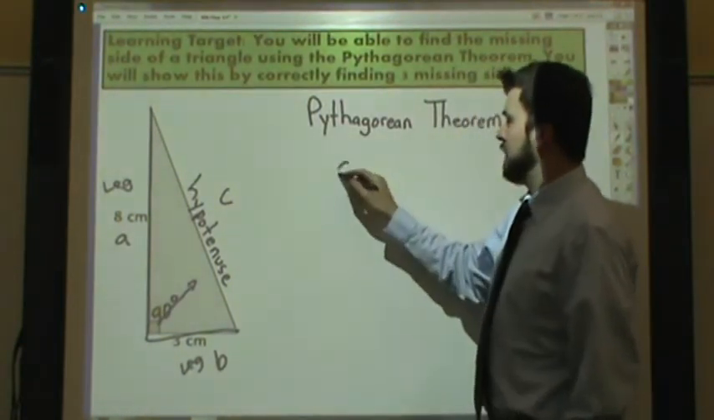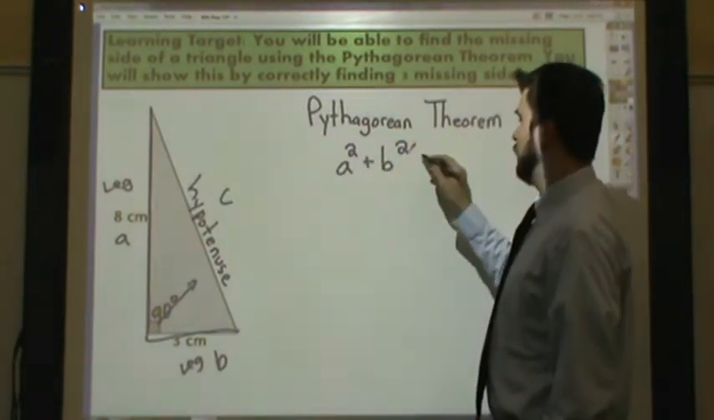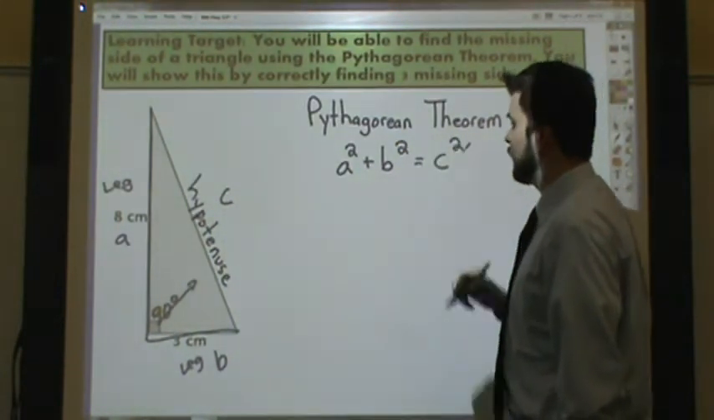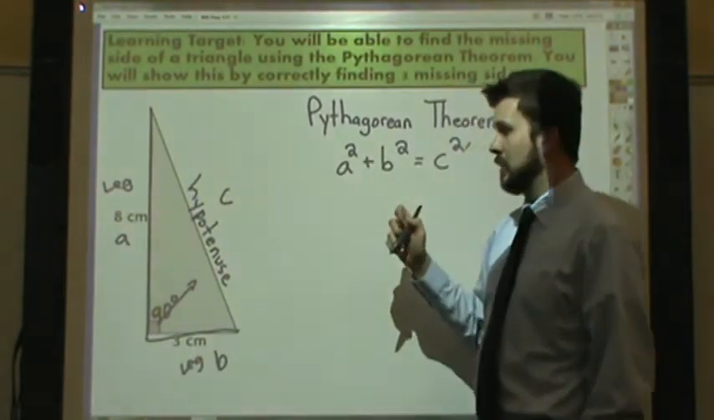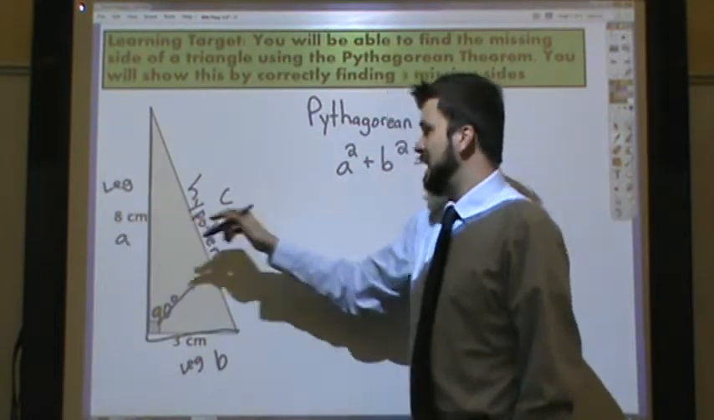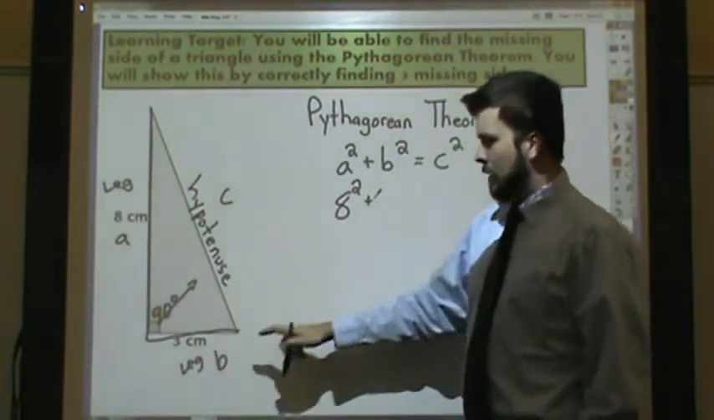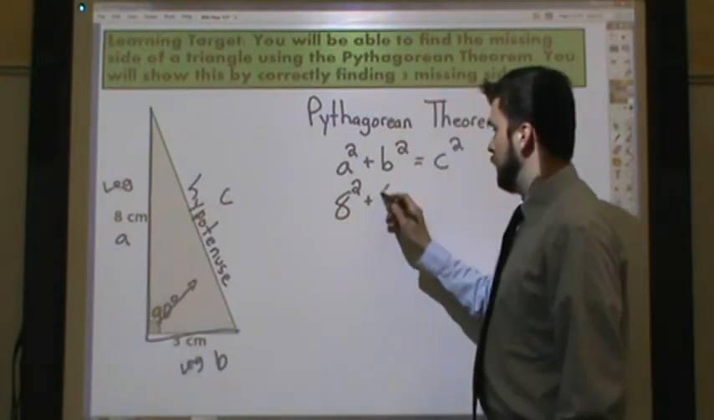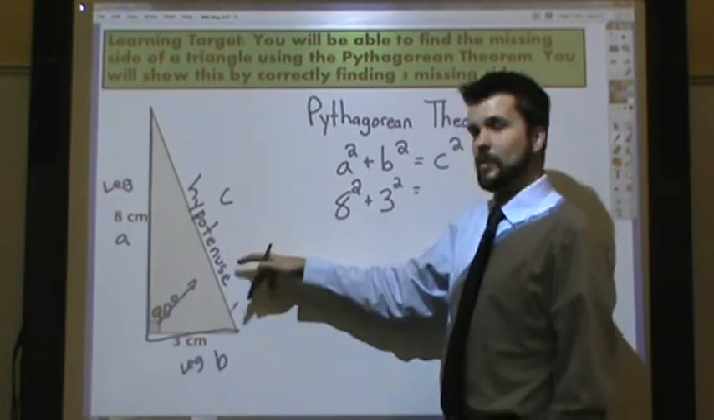The Pythagorean Theorem is that the two legs squared and added together, a squared plus b squared, is equal to the hypotenuse squared, c squared. So now what we're going to do is take these numbers and plug them in. My a is going to be 8. I still need that squared on there. My b is going to be the 3. I still need that square on there. And then I don't know what the c is. That's what I'm looking for.